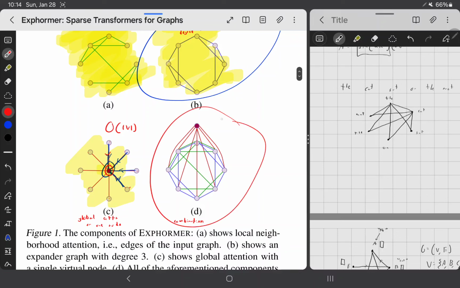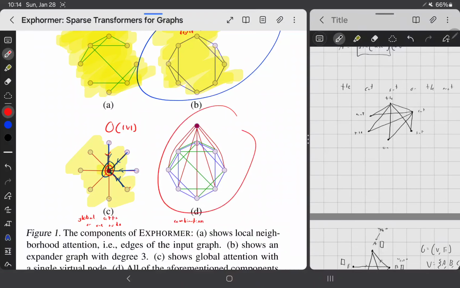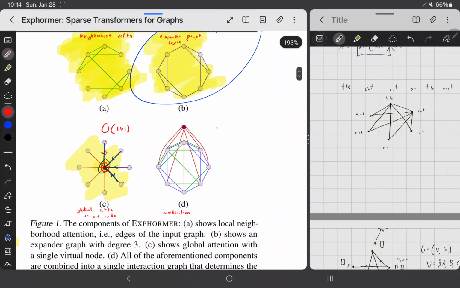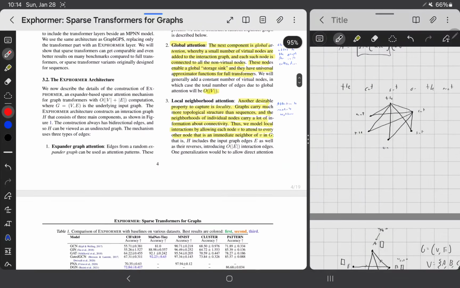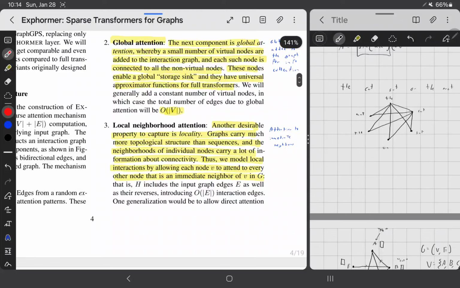and what they do is they combine all 3 of these to create this last graph here. And this graph is just a combination of the 3, which gives you the attention approximation they're going for, and they call this the Exphormer. This combination of the 3 mechanisms here: neighborhood attention, for local locality; your expander, a way to pass information far; and global, a way to have a place to store information and a place to retrieve information.